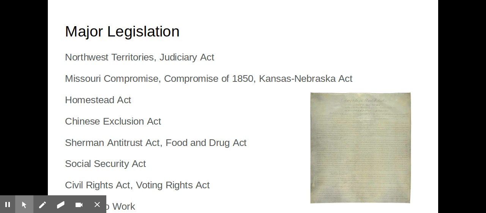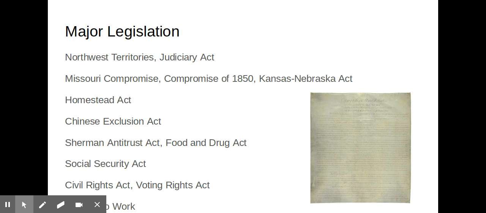Then there's the regulation laws. Two of them in particular, the Sherman Antitrust Act, which of course outlaws monopolies and allows the government the ability to go after those companies and break them up to encourage competition.